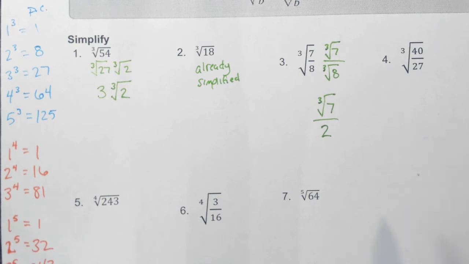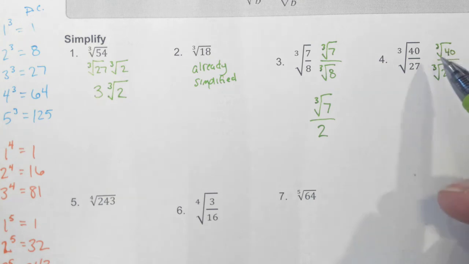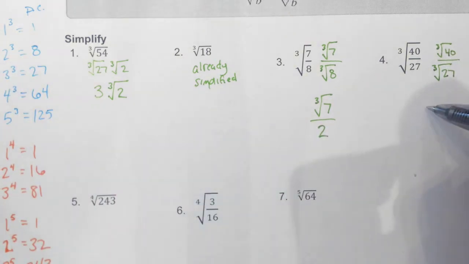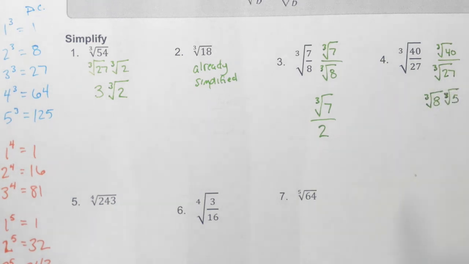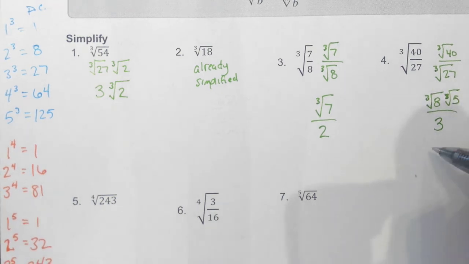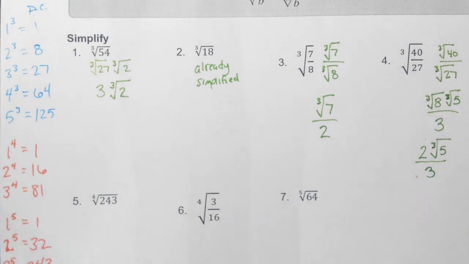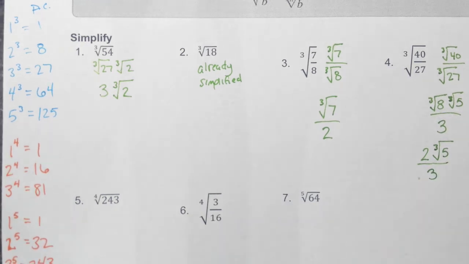And then number 4 there, the cube root of 40 over the cube root of 27. What perfect cube divides 40? Again, 8. So we're going to say that's the same as 8 times 5, both in cube roots. On bottom, the cube root of 27 is, of course, 3. And then just apply that last one. Cube root of 8 is 2. So it's going to be 2 cube roots of 5 over 3. Okay.